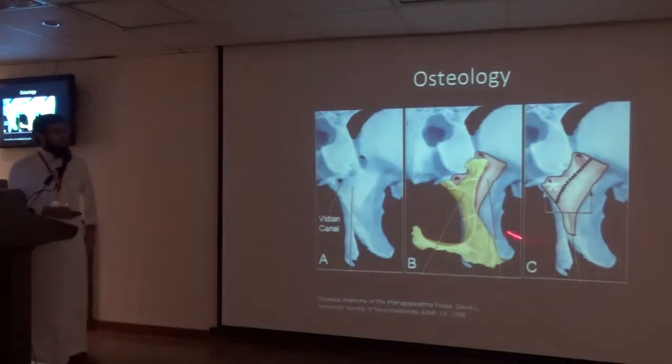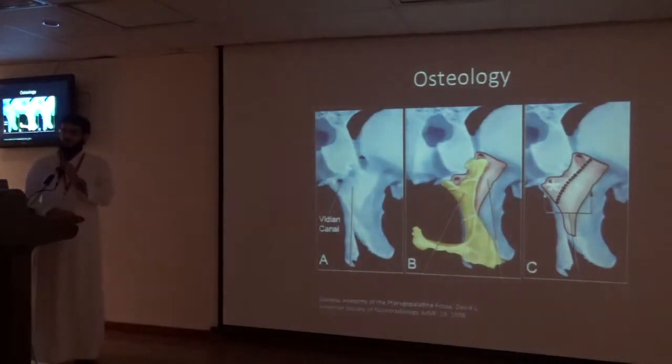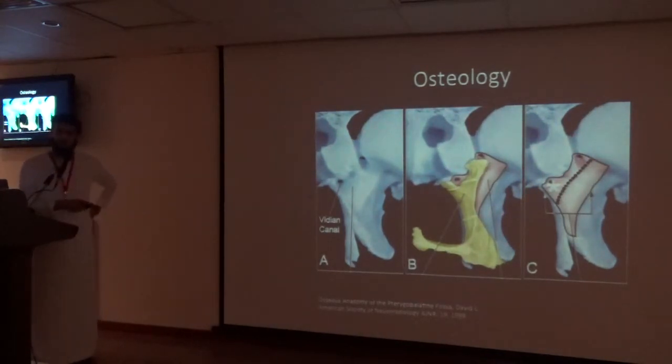In order to understand the anatomy of the pterygopalatine fossa, osteology is very important. So we will go through a few slides about the osteology of the pterygopalatine fossa. This is a frontal view of the pterygopalatine fossa. As we can see, we are on the left side. This is the superior orbital fissure. This is the sphenoid sinus, both pterygoids, lateral and medial, and the greater wing of the sphenoid.